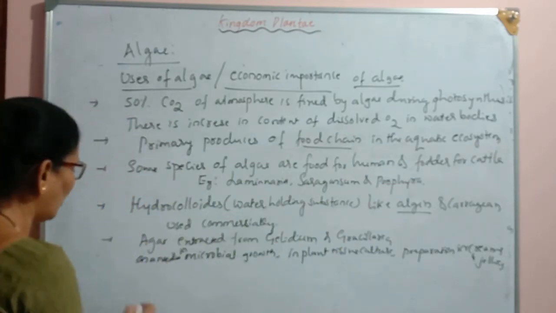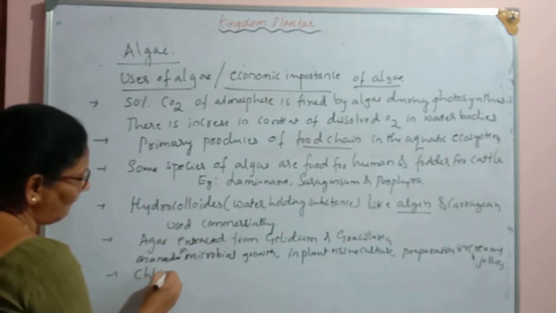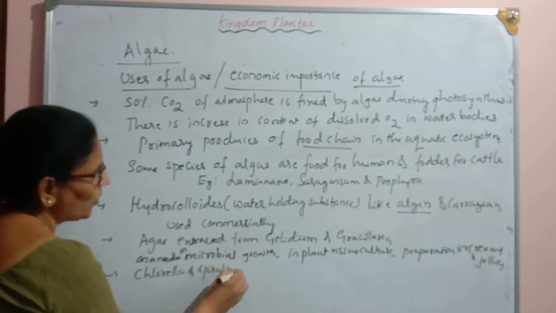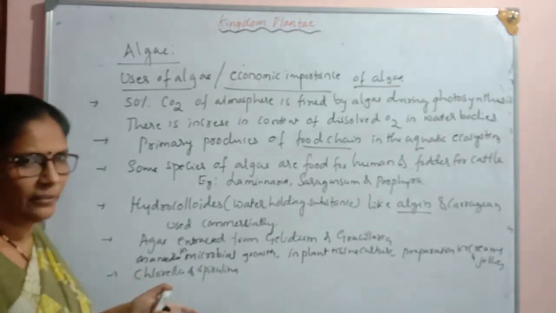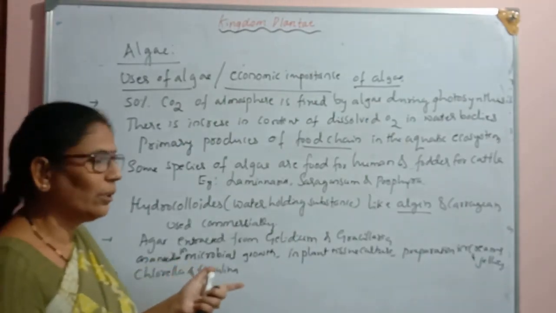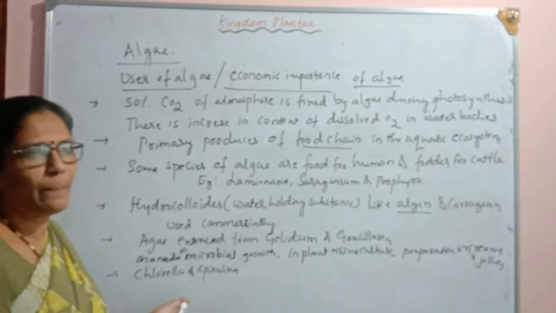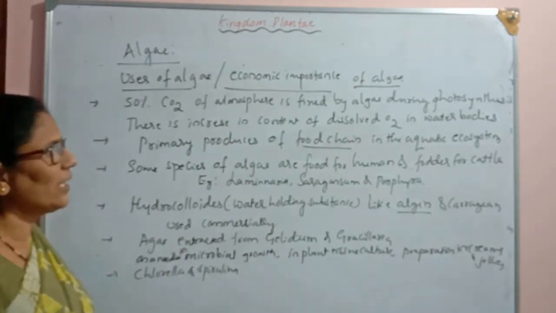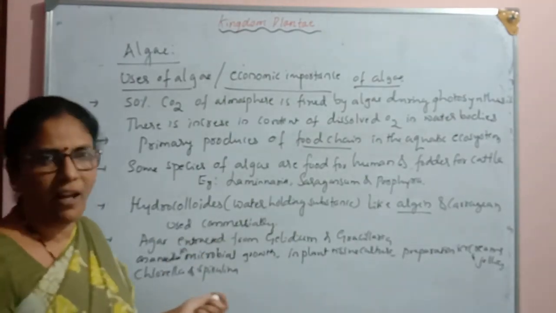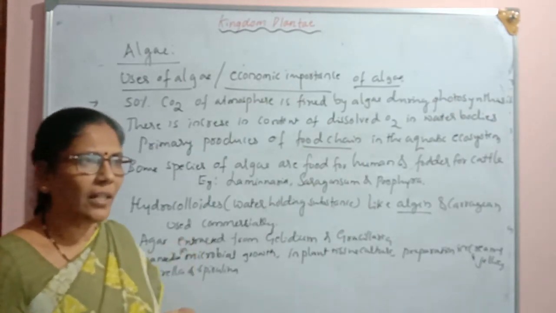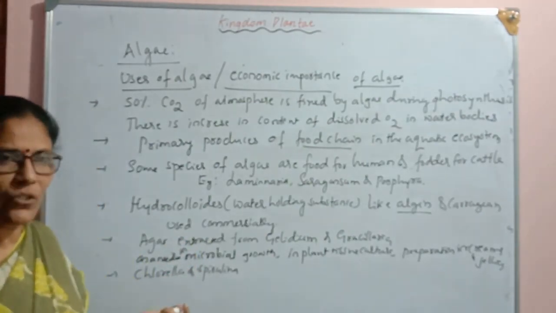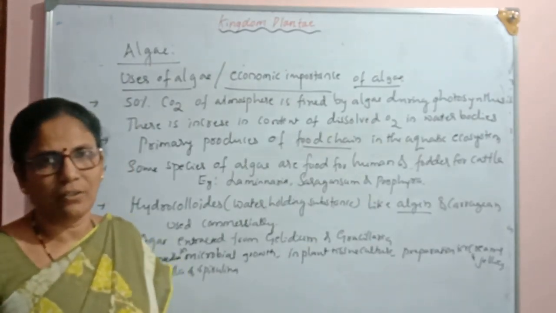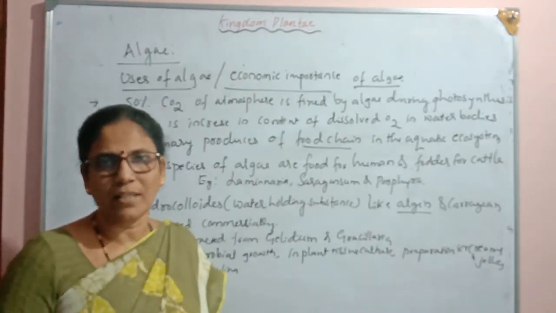And some unicellular algae like chlorella and spirulina are rich in protein content, and these are good protein supplements for space travelers and also for protein deficiency. So these are some of the economic importance of algae. Algae are classified into three classes based on the presence of pigments. We'll discuss that part in the next class. So here I am going to end the class. Thank you.